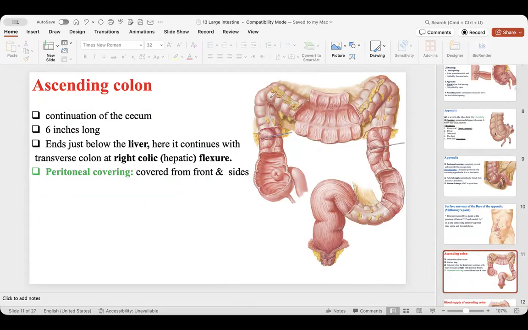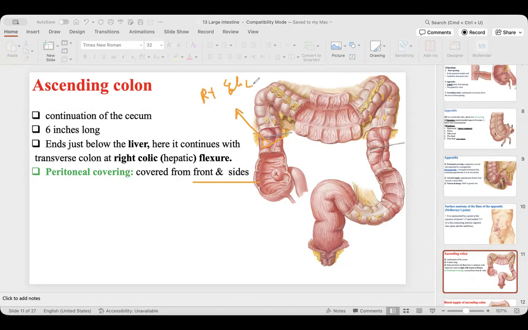Ascending colon and descending colon. The ascending colon's peritoneal covering is at the front and the sides only, not completely covered like the transverse colon or cecum. The arterial supply of the ascending colon is the right colic artery. Branch from where? The right colic artery is from the SMA, the superior mesenteric artery, because the ascending colon is considered as midgut.